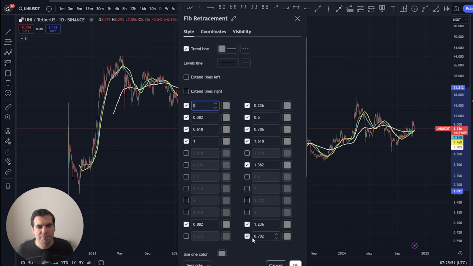I do include a 0.882 and a 0.702. 0.882 is very important. 0.702 is not technically a Fibonacci sequencing level, but it is a very interesting point for crypto because the market tends to react at those particular levels.